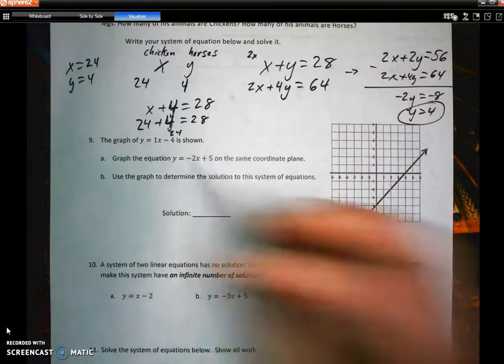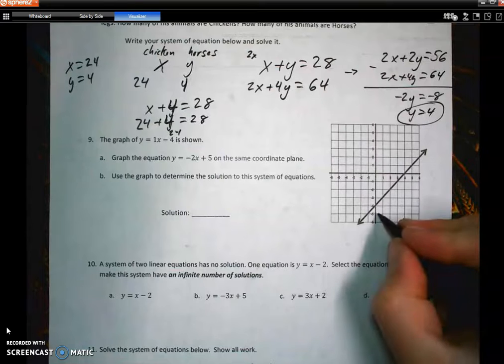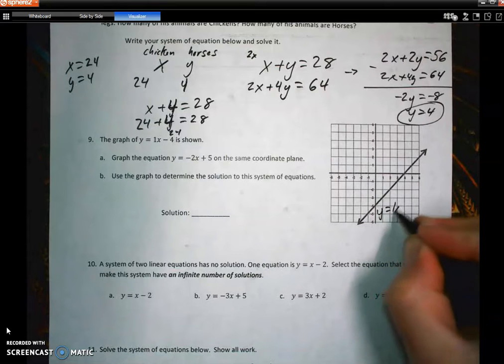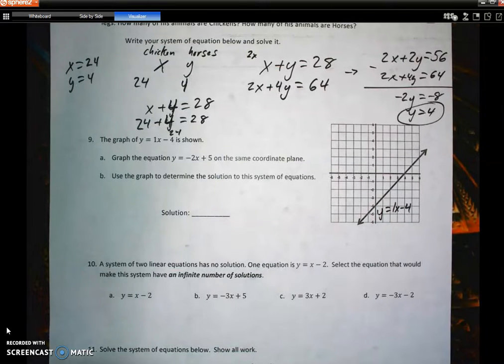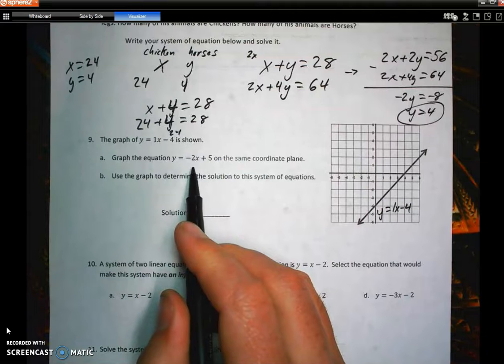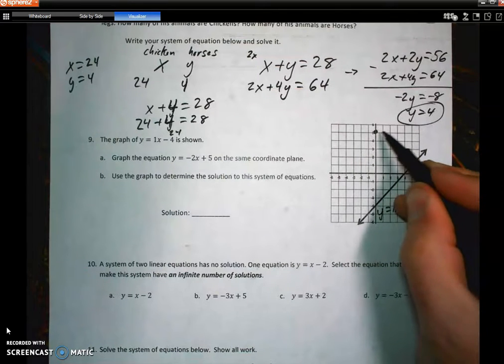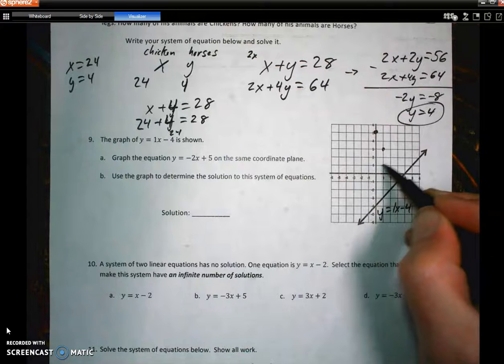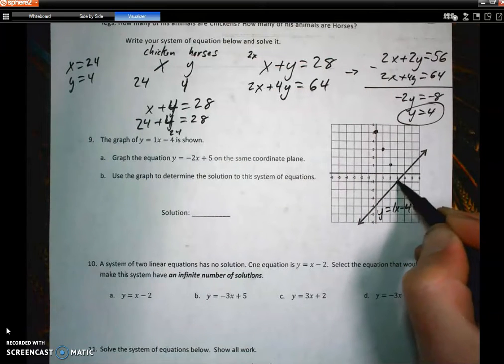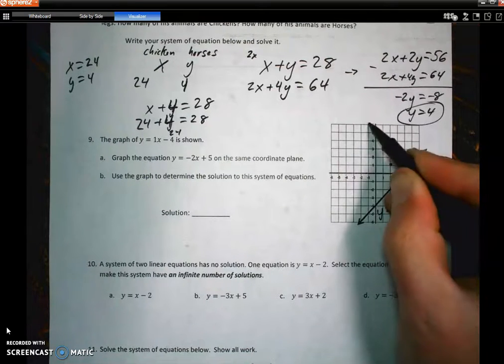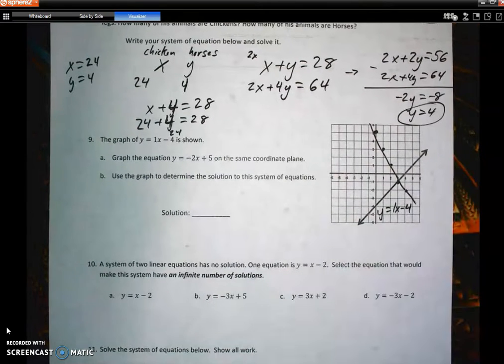The graph y equals 1x minus 4 is shown. So this equation is y equals 1x minus 4. Graph the equation y equals negative 2x plus 5. So I start at 5. I go down 2 over 1, down 2 over 1, and keep going. They're going to crisscross. What is the solution?